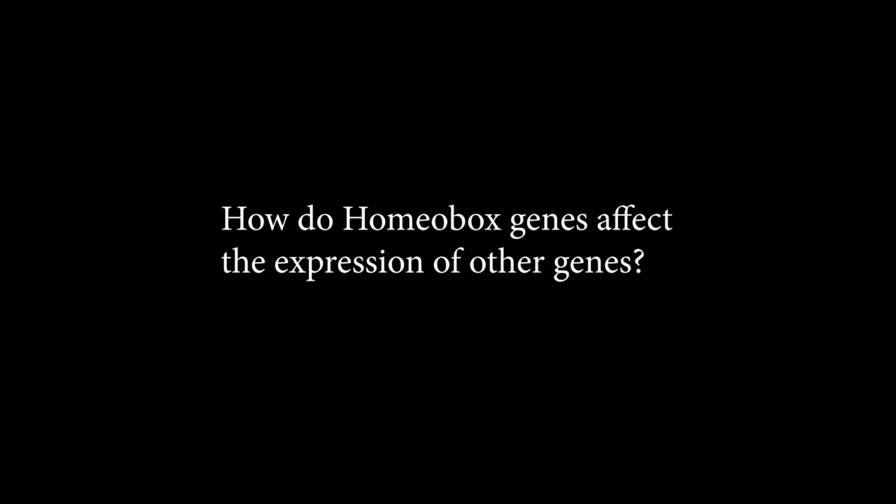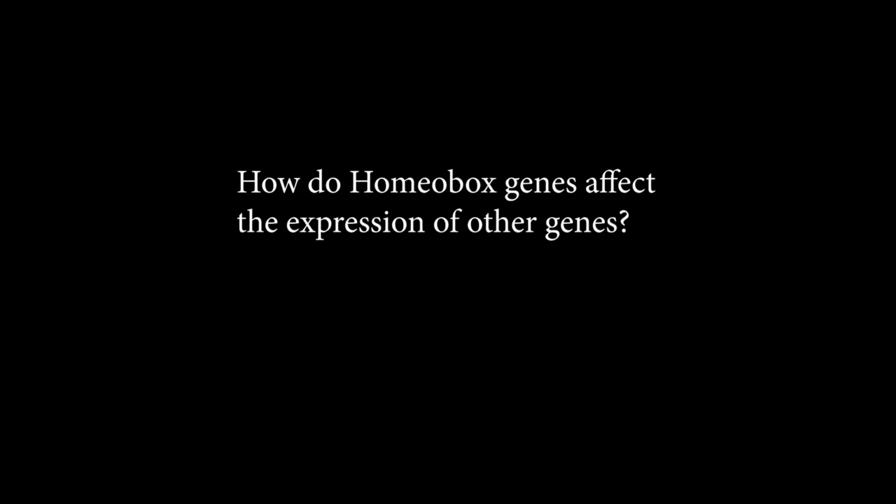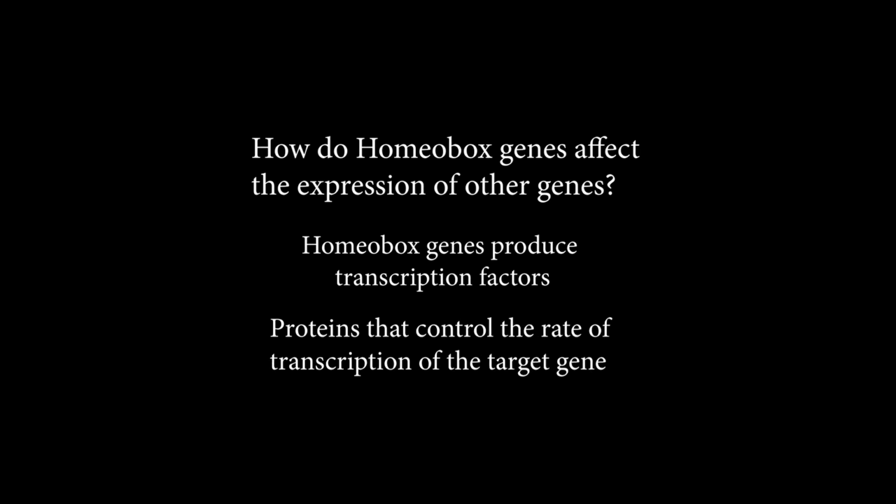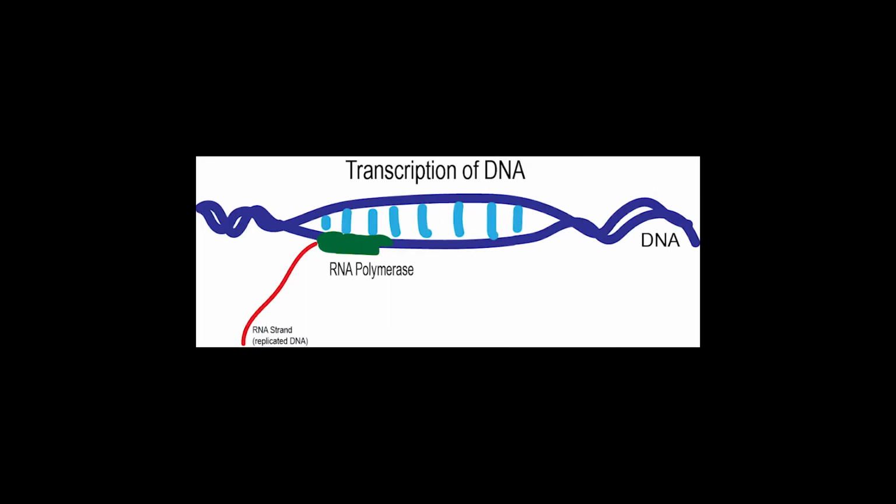So how do homeobox genes upregulate or downregulate the expression of other genes? Well, when expressed, these homeobox genes code for transcription factors, which are proteins that control the rate of transcription of the target gene. Transcription basically involves copying sections of a gene's DNA sequence into messenger RNA. In short, the DNA nucleotide bases are copied by an RNA polymerase, an enzyme, into the corresponding RNA bases. The DNA is copied into mRNA to prevent damage to the cell's genotype and potentially causing unwanted mutations.